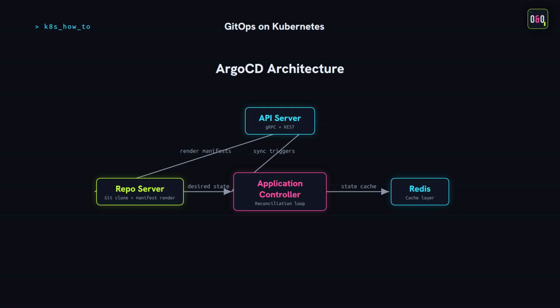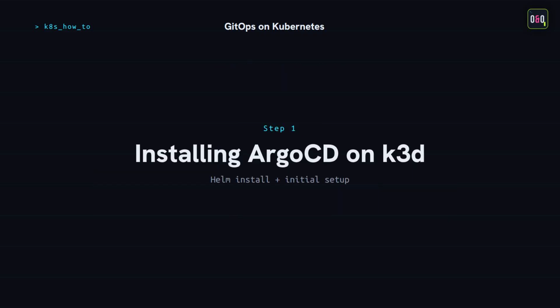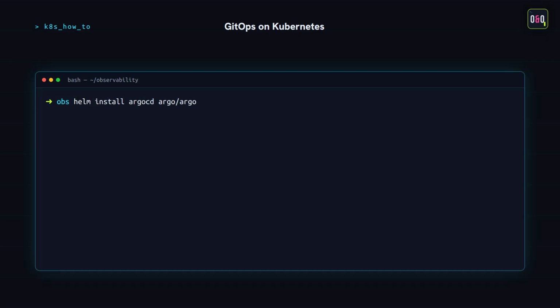Let us install ArgoCD on a fresh K3D cluster. We will use Helm for a production-grade installation with sensible defaults. We create a single node K3D cluster named GitOps and add the official Argo Helm repository. Running Helm install deploys ArgoCD into the ArgoCD namespace. The wait flag ensures the command blocks until all pods are healthy.